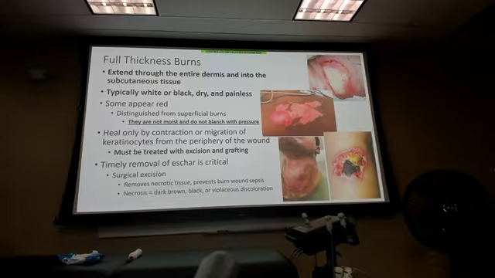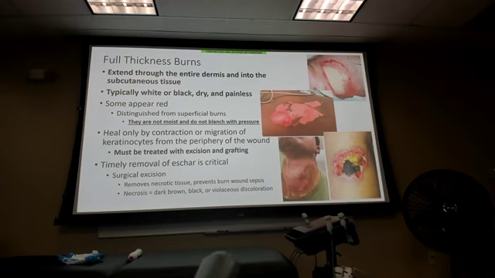Okay, so it'll actually look white. Okay, it'll be non-blanching because the capillaries are all dead. Okay, so these do not blanch. They can appear red, but like I said, they do not blanch. So if you put pressure on it, it's not gonna blanch. It's not gonna turn white and then come back red. Okay.